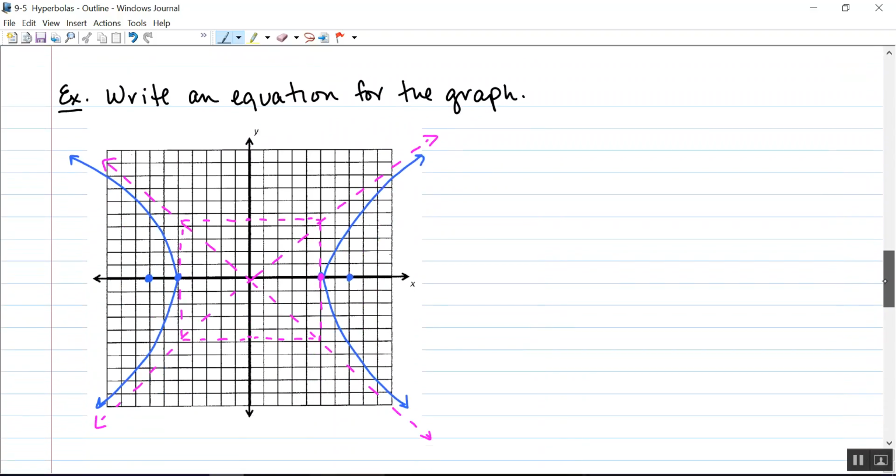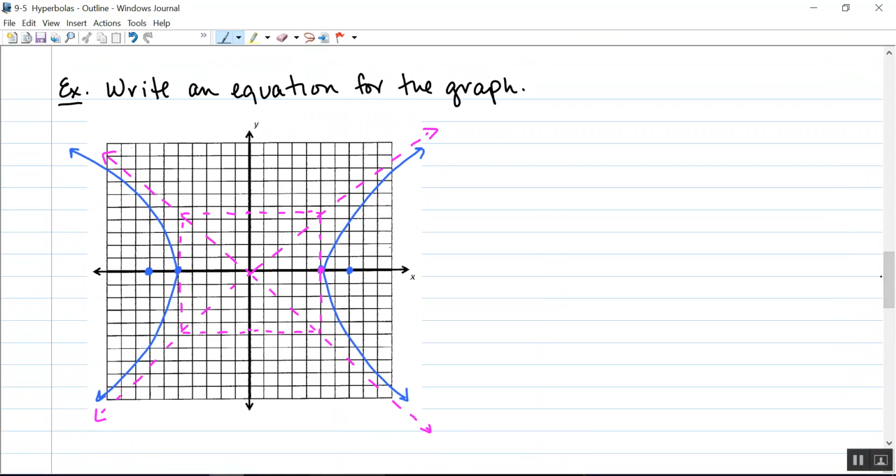So let's do a couple examples like you're going to see in the textbook. This one says write an equation for this graph. So you can see the blue line is the hyperbola. The pink lines are the asymptotes and the box that you have to draw. First thing I'd like to do is identify the center. So my center for this one is really easy. It's at (0, 0). So that means h equals 0, k equals 0.